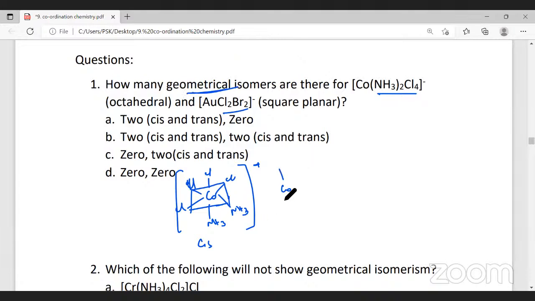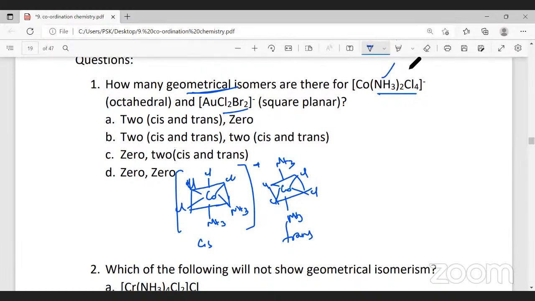Now coming to the geometrical isomerism, if I represent it like this, ammonia is here, Cl, Cl, Cl, and Cl. So what will this isomer be called? Trans. So this molecule exhibits two isomers. One is cis and the other one is trans.